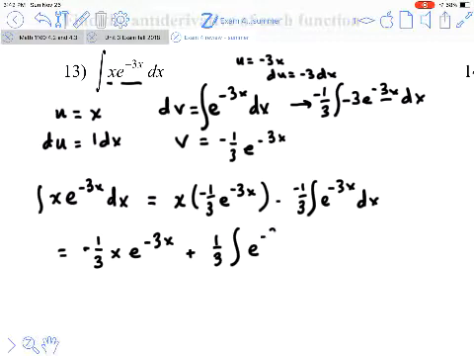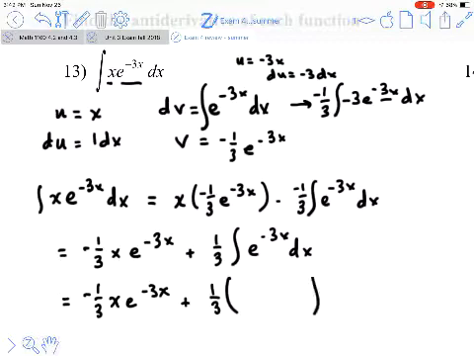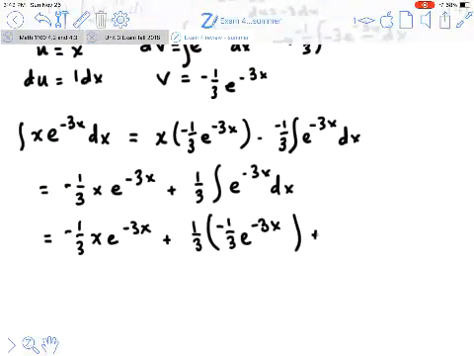And then we're back to the integral of e to the negative 3x, but we already did that integral right there. It turned out the integral was negative 1/3 e to the negative 3x. So multiplying those two coefficients, we're going to have 1/9.